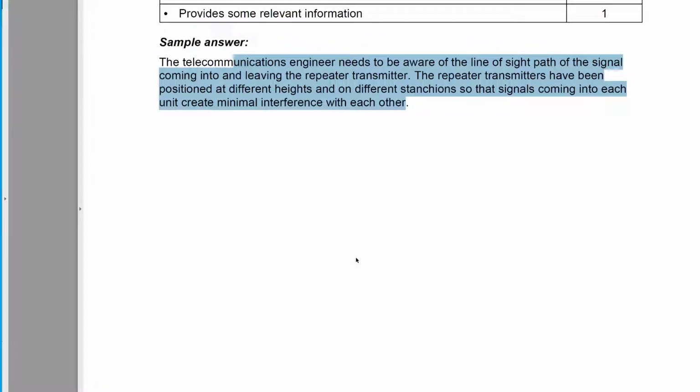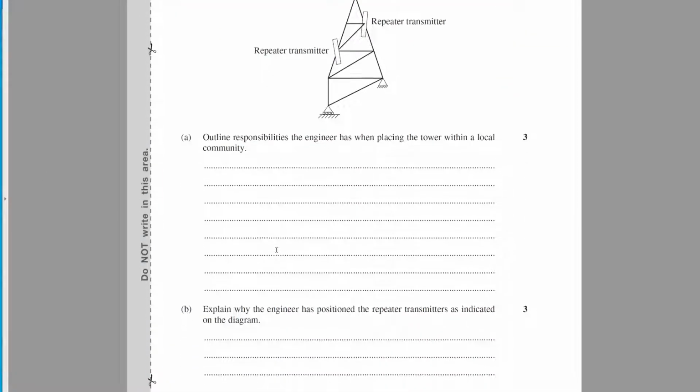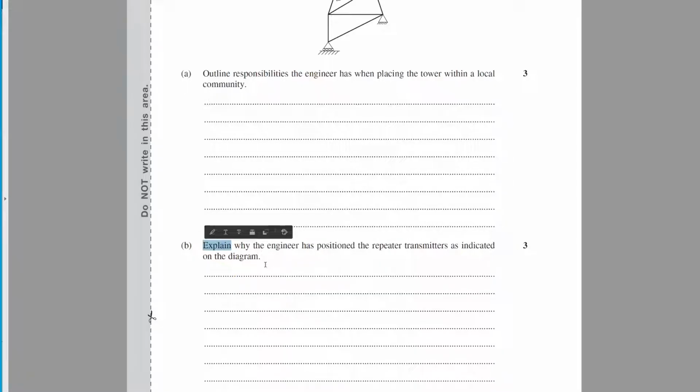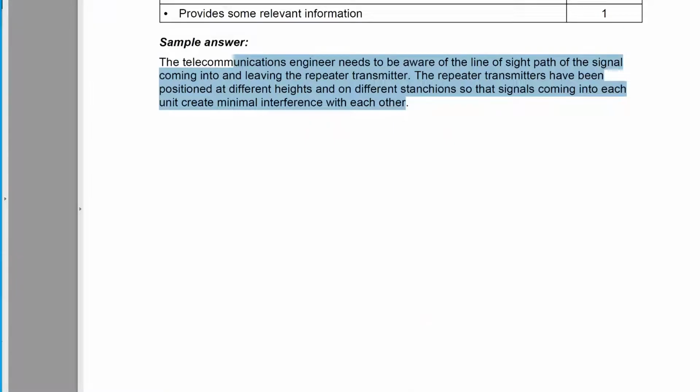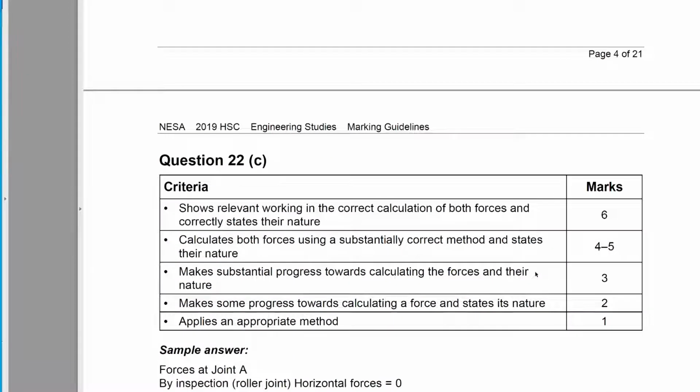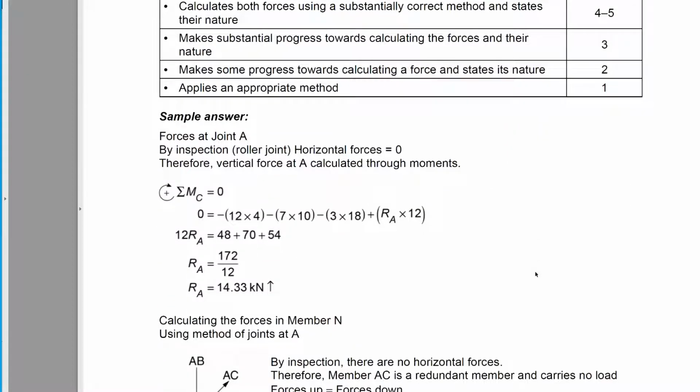Yeah, okay. Does it say explain? It does. So explain means cause and effect. So you do need to make sure that you're saying it needs to be there so that, or because, it is placed there. It needs to be there because it needs to have line of sight to the transmitters.